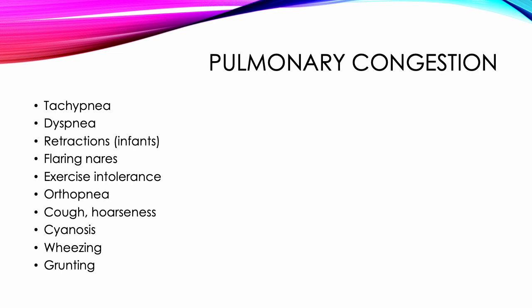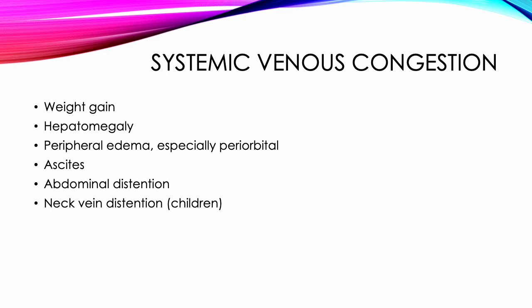In pulmonary congestion, you can see tachypnea, retractions, exercise intolerance, and you can hear wheezing or crackles. With systemic venous congestion, the child is likely not eliminating the edema, so they'll be gaining weight. As we saw in the picture when we started this presentation, they may have hepatomegaly from back up into their liver. They may also have abdominal distension and ascites.